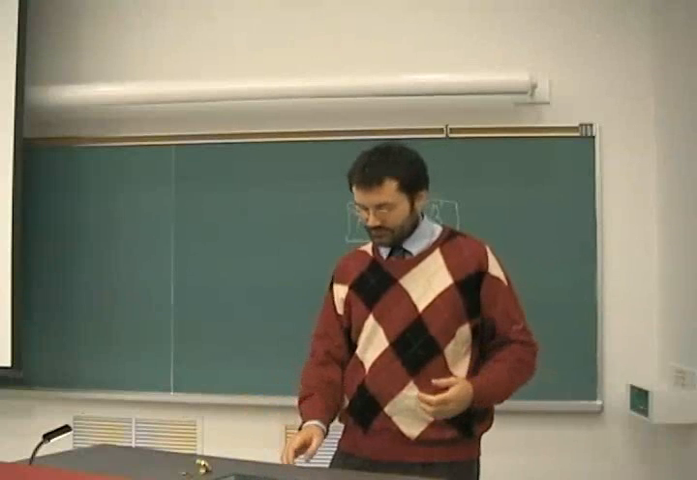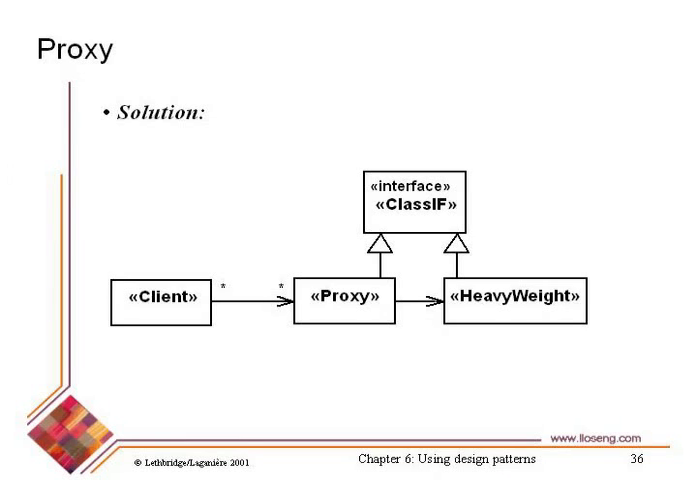So the solution then looks something like this. First of all, we have a client class. This is any user of these objects. I'm showing a many-to-many relationship. Client accessing many proxies, proxy accessed by many clients. Could be less than many-to-many, but many-to-many is certainly one possibility.